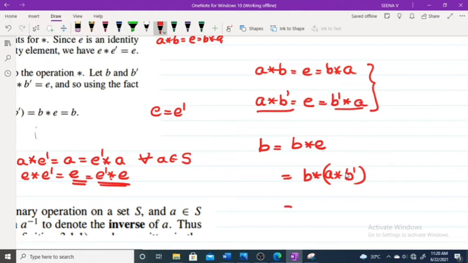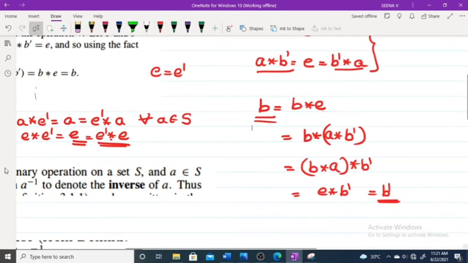B equal to B star E, which is equal to this one. As the operation is associative, we can write this as B star A star B dash. What is A? B star A. B star A is E. E star B dash, but E star B dash is B dash. So from this we get B equal to B dash.